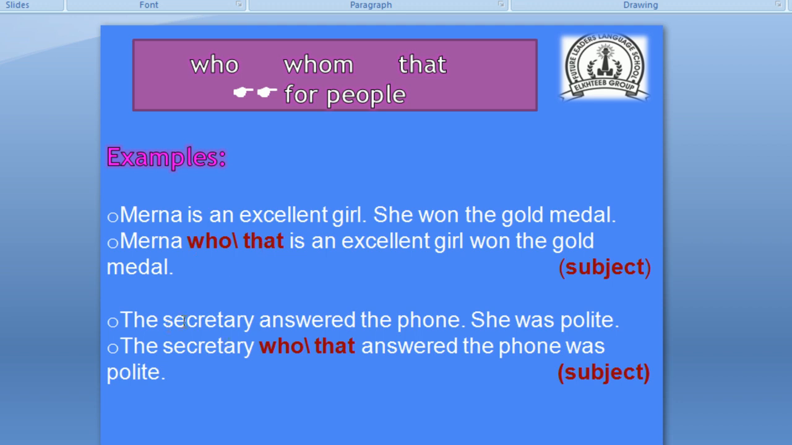The secretary answered the phone. She was polite. She refers to the secretary. Let's join these two sentences and avoid repetition. The secretary who or that answered the phone was polite. This is also a subject. Remember, keep that or who close to the subject.